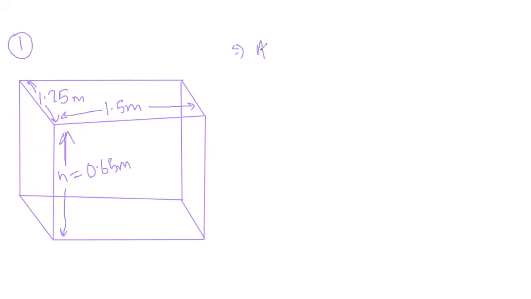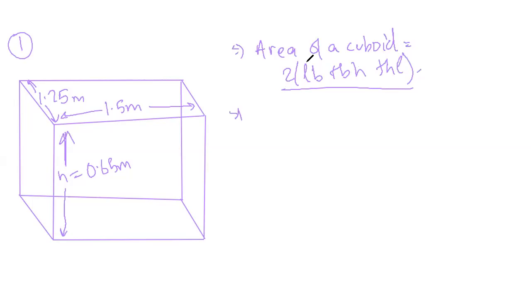Okay, so the area of a cuboid is equal to 2(LB plus BH plus HL). Now in this question it is saying that it is open at the top. Whenever I say open at the top, this formula 2(LB plus BH plus HL) is always taken for a closed cuboid, but now it is saying that it is open at the top. That means it is an open cuboid, as we took earlier the example of a pencil box, which is open at the top.